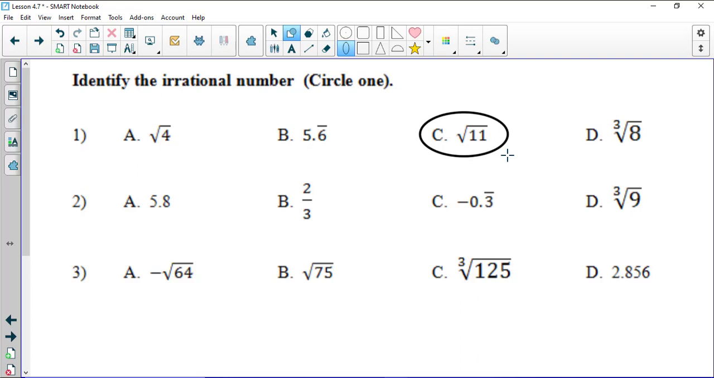So A is 5.8. You're going to excuse me. I'm also cutting some of my graded classworks at the same time. Always multitasking.